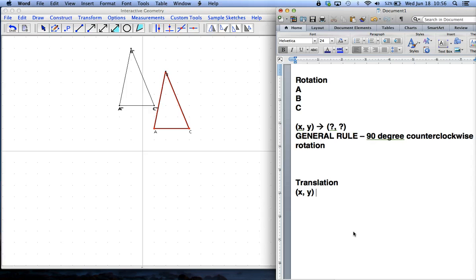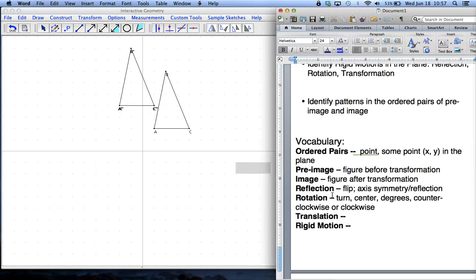I have some (x, y), and I'm taking it 3 places to the left, so x minus 3, then I go 2 places up, so y plus 2. When I think about a translation, I can think about how many spaces I'm going up and down and left and right, and I'm talking about some kind of a slide. So the simplest way to think about it: a reflection is a flip, a rotation is a turn, and a translation is some kind of slide.